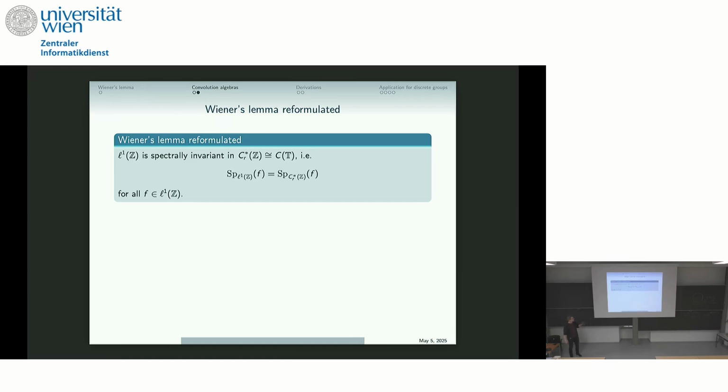Spectrally invariant will mean that for every f in L1, the spectrum of f viewed as an element in L1 is the same as the spectrum of f viewed as an element in the C-star algebra. This is what Wiener's lemma is.